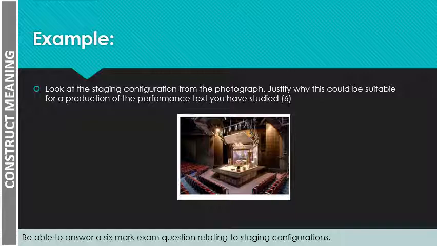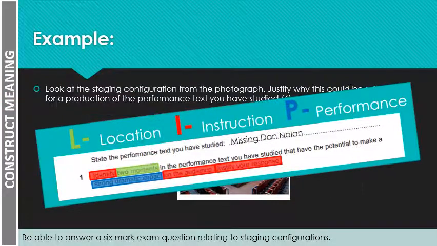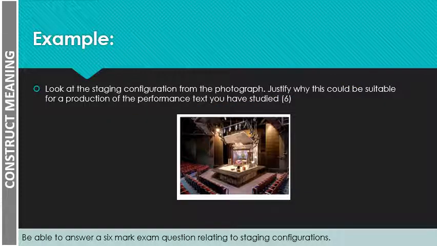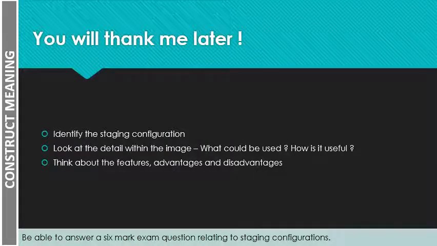It's for 6 marks. I would like you to break down the question exactly the same like you did last week, using LIP, location, instruction, performance, which we are not going to talk about today, as we did that last week. So the question, I know it's for 6 marks. There are some things that I really have to do to be able to get the marks that are awarded. Anytime it's about a staging configuration, I know that I have to identify what staging configuration it is.